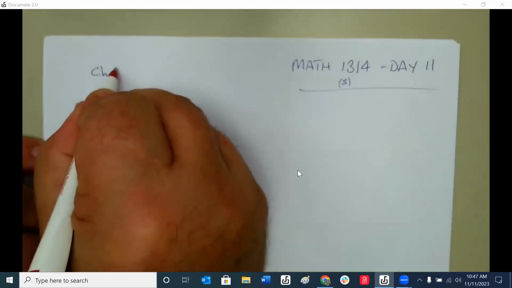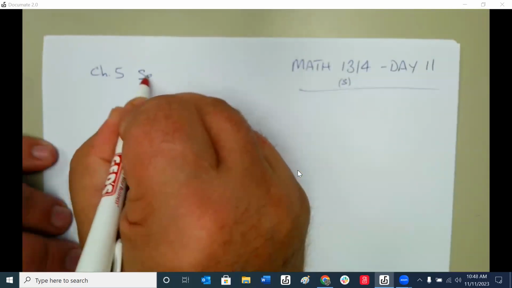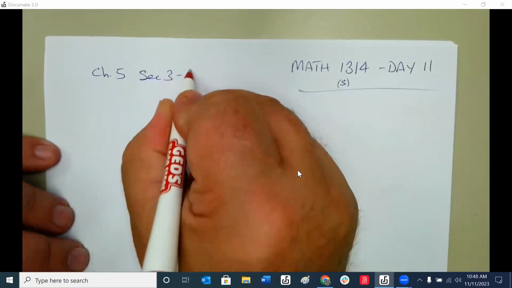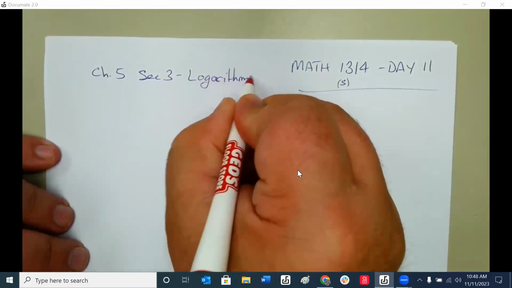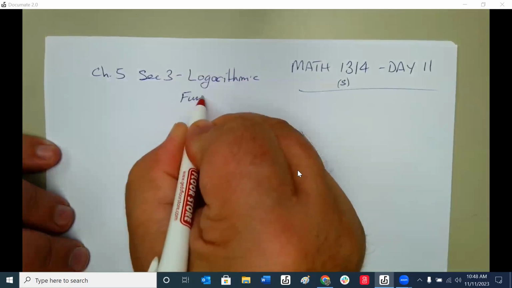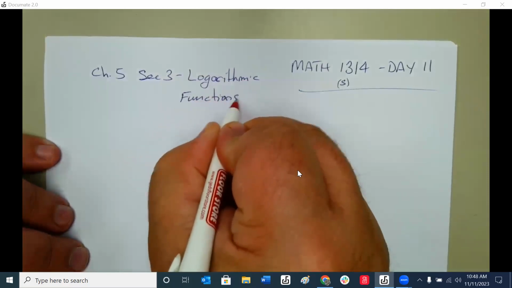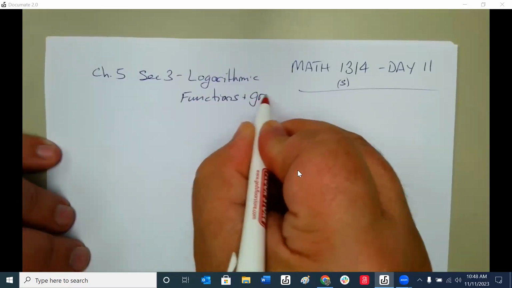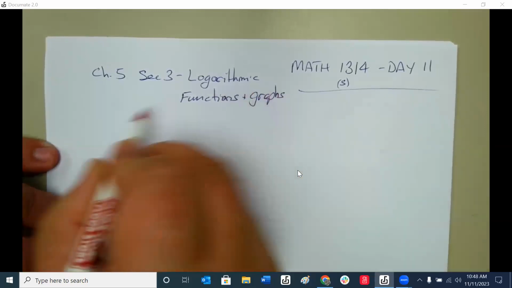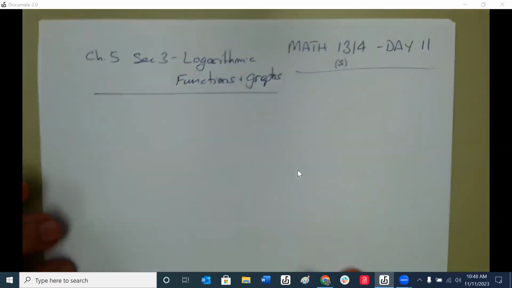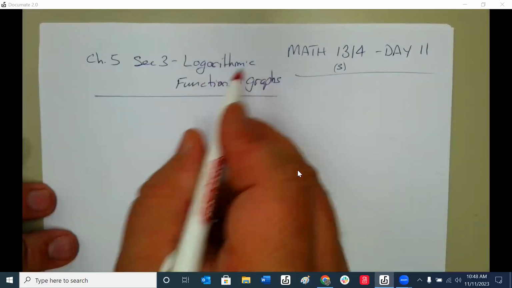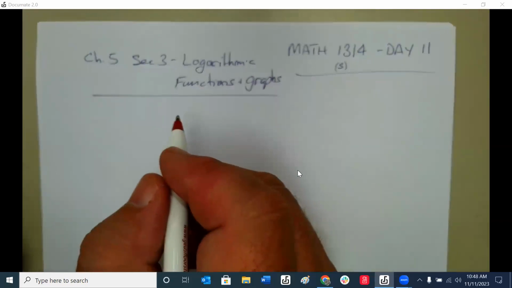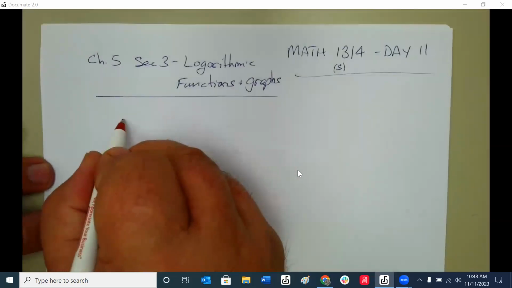Now we're going to go on to chapter 5, section 3. Logarithmic functions and their graphs. So basically, you heard the word before, logarithms, like log or natural log or ln.